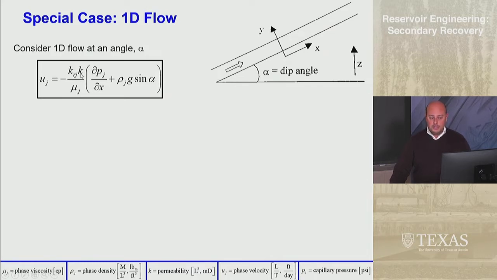There's no permeability tensor because it's in 1D. Mu is the viscosity of phase j. This is the pressure of phase j, so the derivative of that. Rho is the density of the phase. And of course, alpha is the angle.